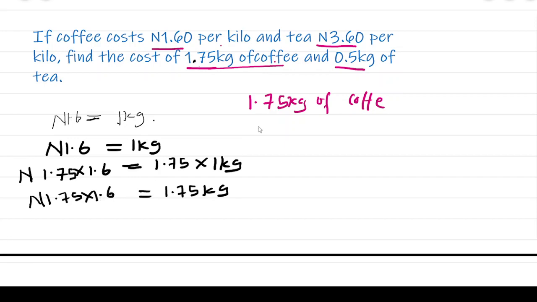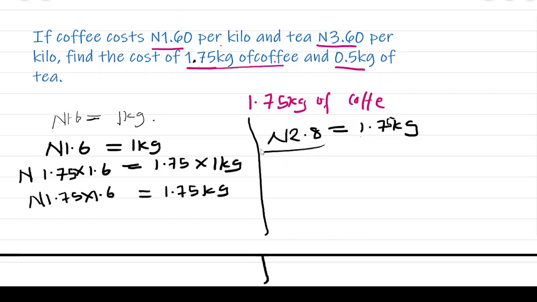Now 1.75 times 1.6 is not too difficult to calculate, but for the sake of time I'll do it and tell us the answer. So we have 1.75 times 1.6, which is 2.8. So that means 2.8 naira is equal to 1.75 kilogram. So the cost of 1.75 kilogram is 2.8 naira.